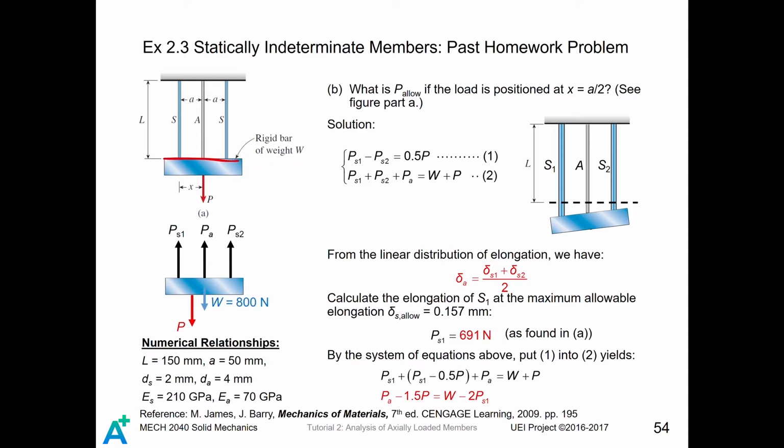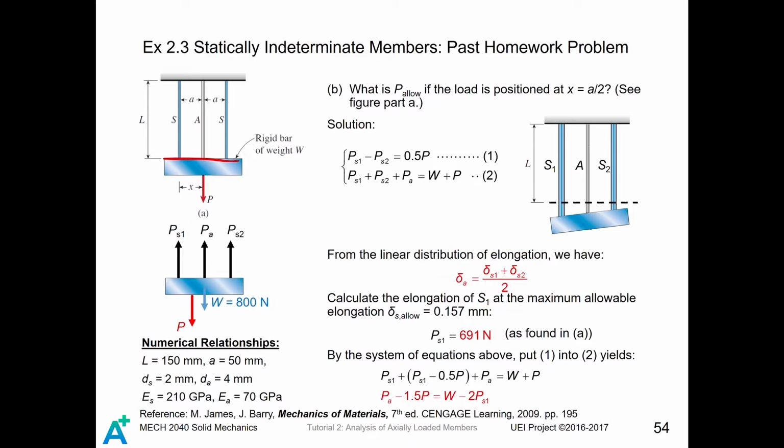We know that the loading for S1 is larger than that of S2. Therefore, we know that the inclination of this bar is like this. It is the original length of the bar, while the elongation of each wire will then be linearly distributed. From this geometry, we can write that the change of length of the aluminum wire is the average of the change of length of the first steel wire and the second steel wire, which is written as delta A equals delta S1 plus delta S2 divided by 2.